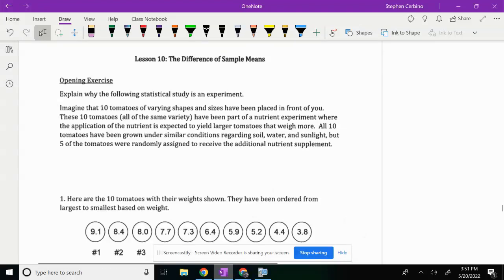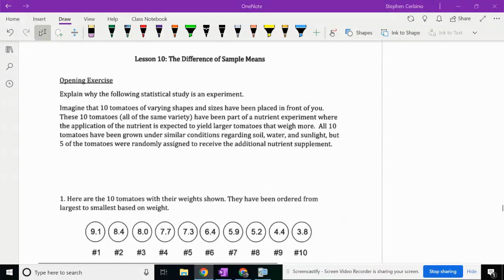All right, everybody, welcome to the video here for lesson number 10. So in lesson number 10, we're going to do something called the difference of sample means. We're going to evaluate another statistic of our samples that we can find.